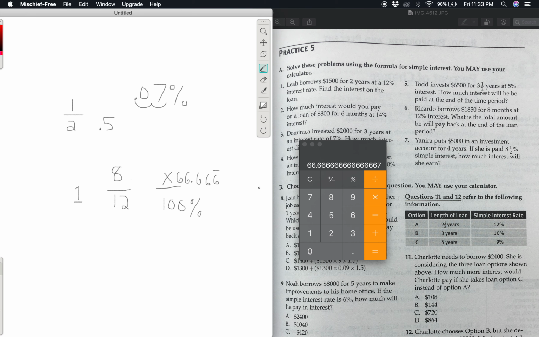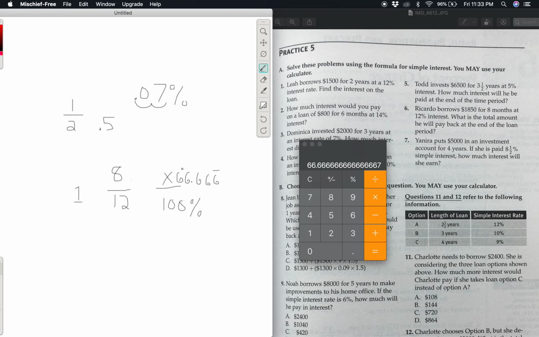And I always stress that you should know your fraction decimal equivalents. Okay, there's a chart that has your equivalent decimals and fractions. Okay, so knowing that, we know that this always equals 2/3.